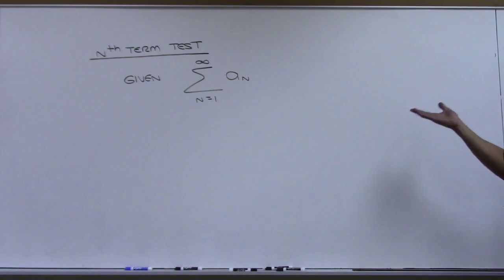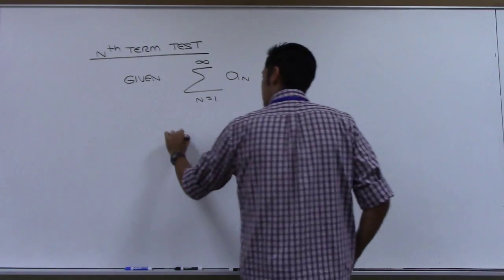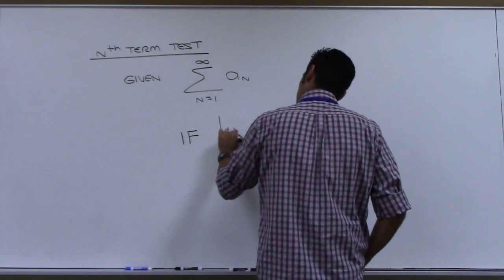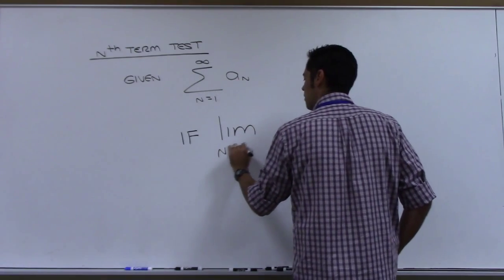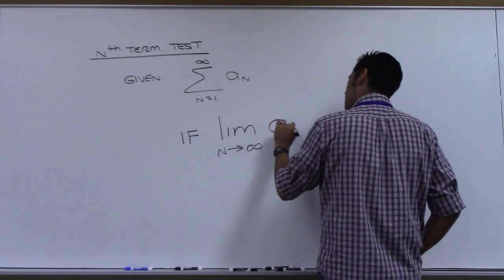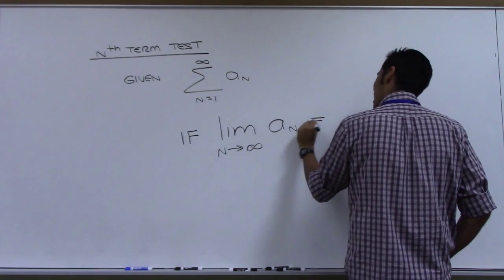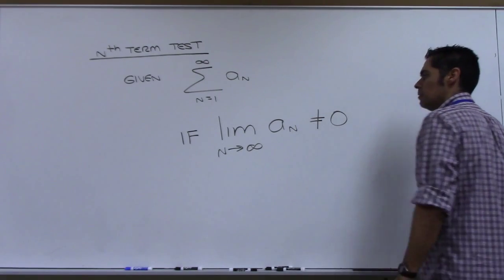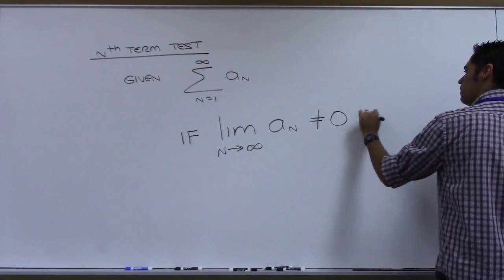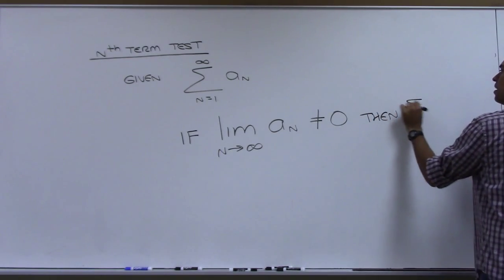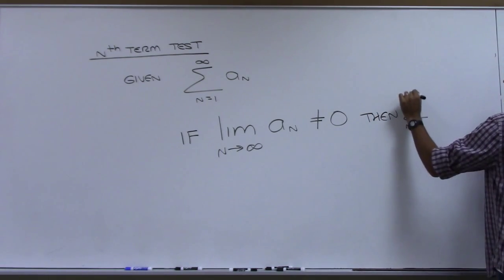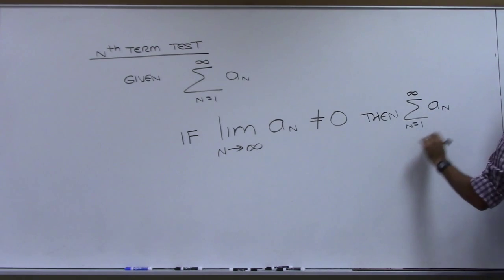Yeah, just given an infinite series, right? Someone gives you an infinite series. If the limit as n goes to infinity of a sub n does not equal 0, then the series diverges.